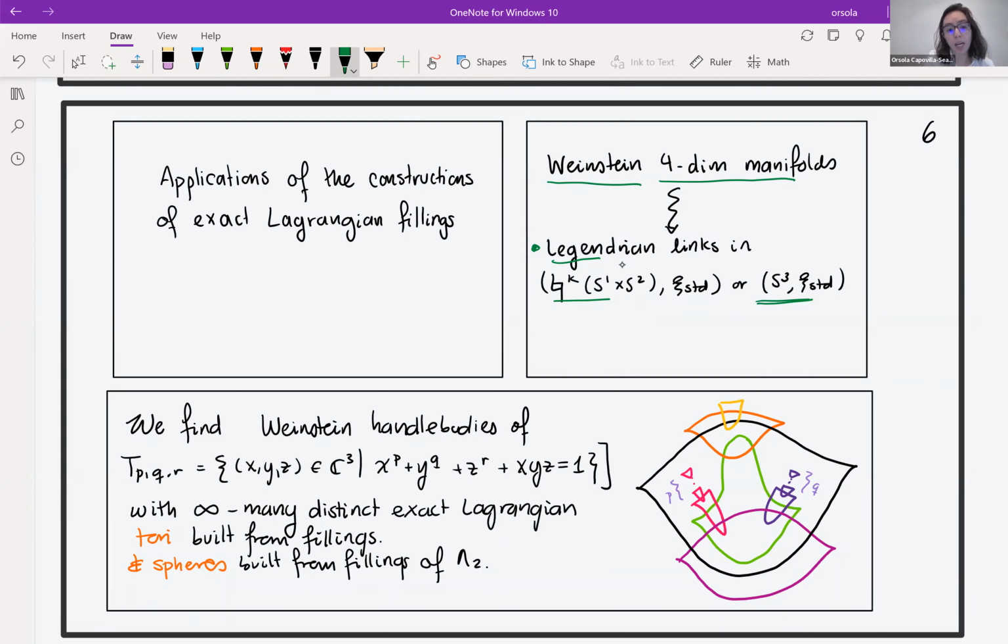Now, we also find Weinstein handle bodies of this complex affine variety, which is also a Milnor fiber of a TPQR singularity, so that you can build infinitely many distinct exact Lagrangian closed tori from fillings, where you're taking a filling and attaching to it the core disk of the 2 handle. And we can also find infinitely many spheres, and these are built from fillings of the lambda 2 example that we saw above.